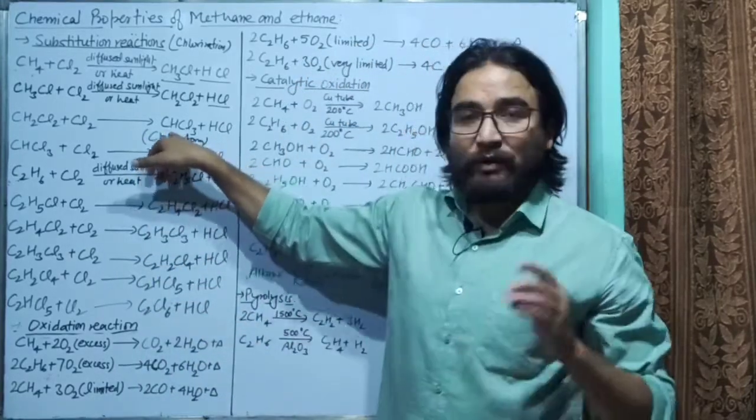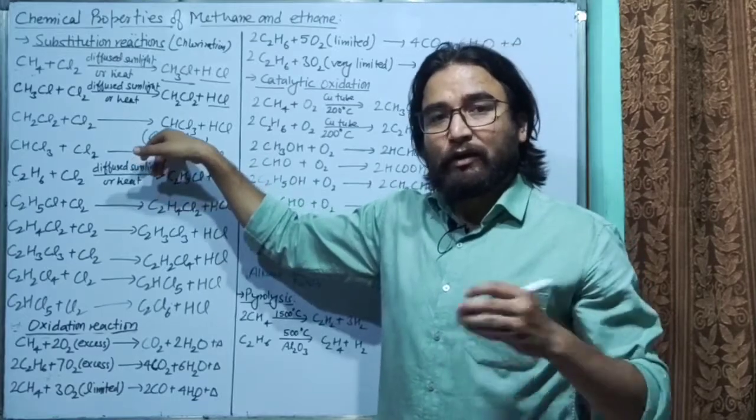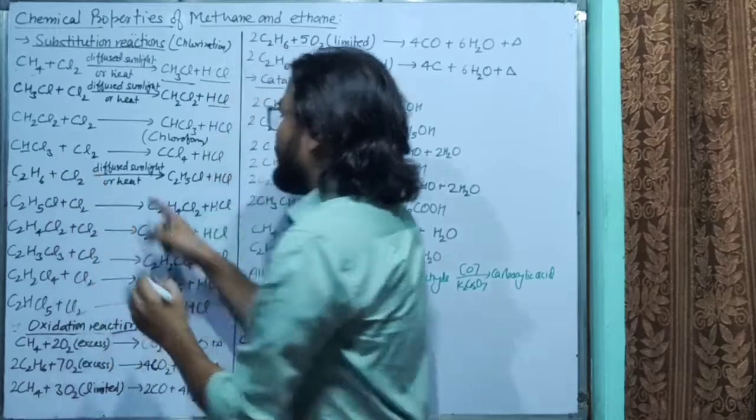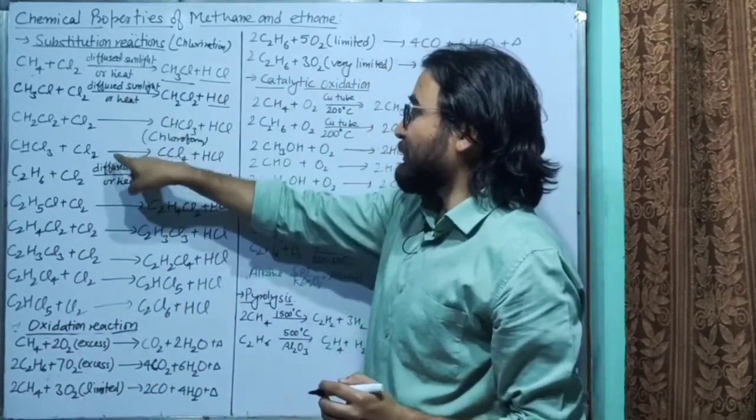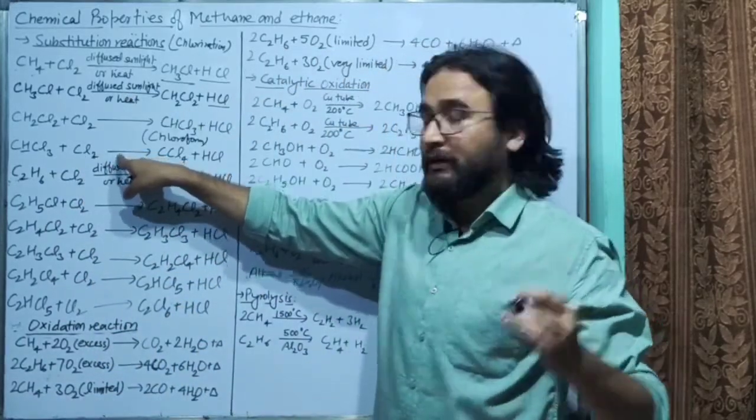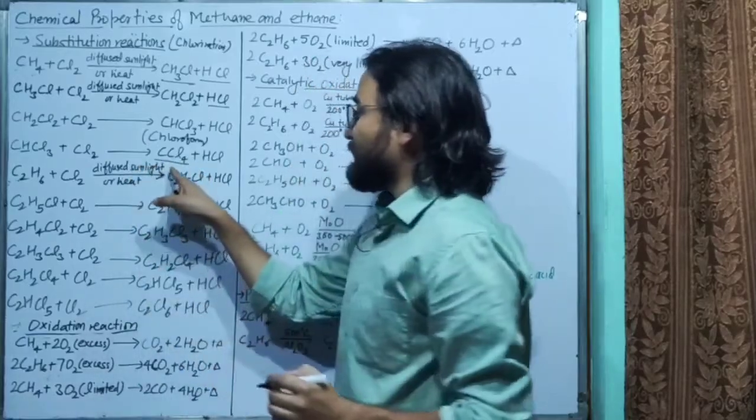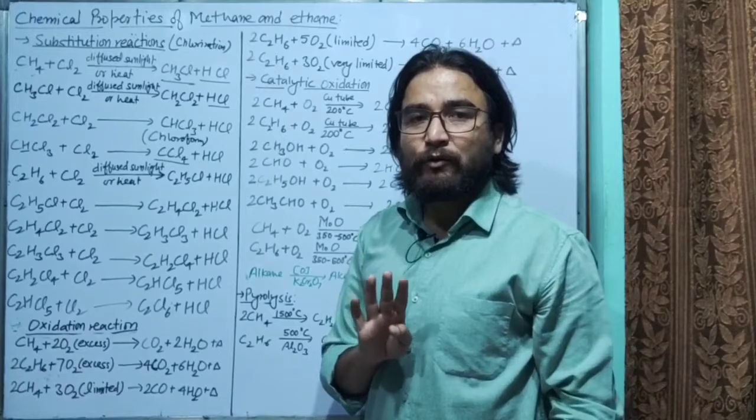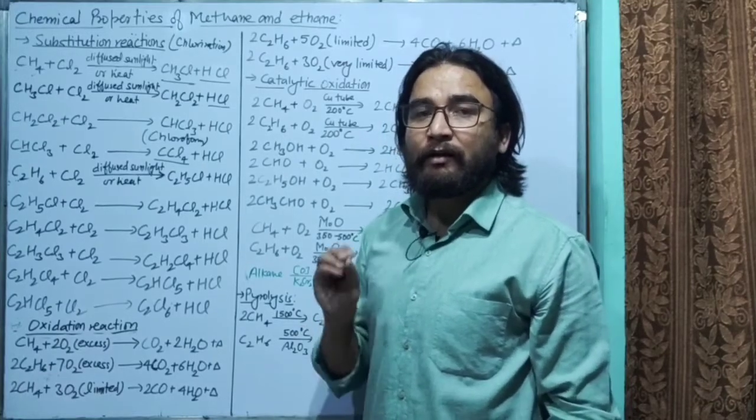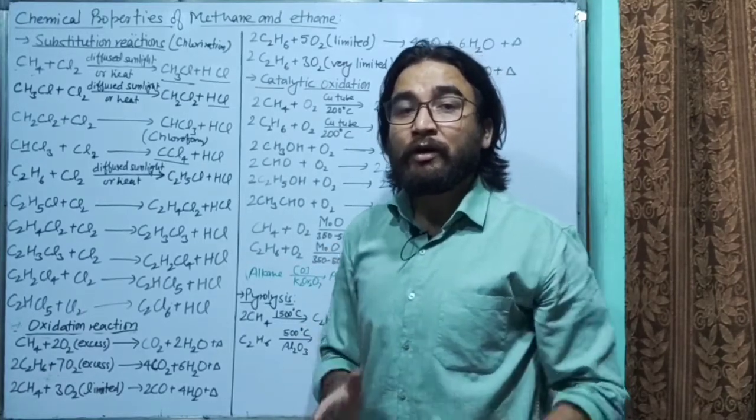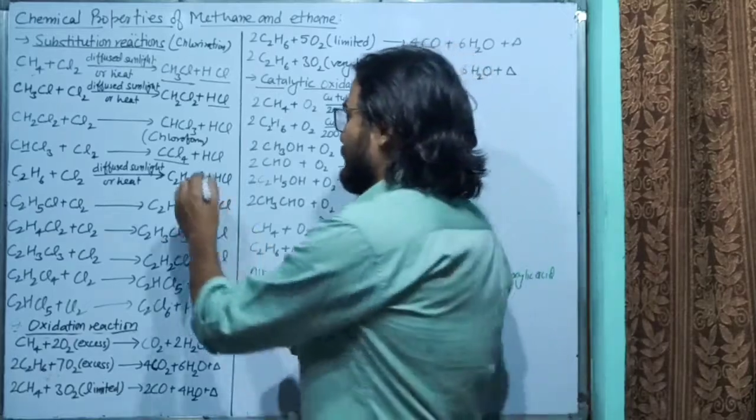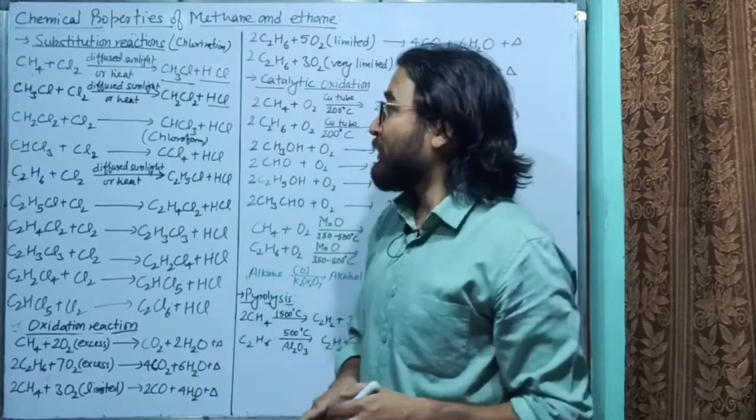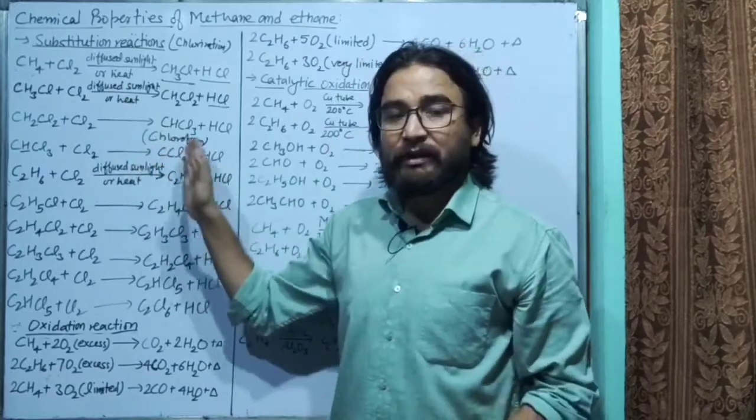Then further, because one more hydrogen atom is there, it can also be replaced by a chlorine atom. So this hydrogen atom is also replaced by a chlorine atom on reaction with diffuse sunlight or on heating. So it will form CCl4, that is tetrachloro, because there are 4 chlorine atoms, so it is called tetrachloromethane, or it is also called carbon tetrachloride. So it is carbon tetrachloride and HCl. So this is how the substitution reactions take place.